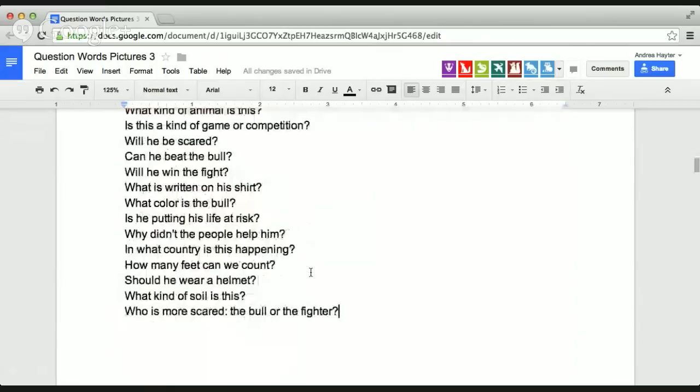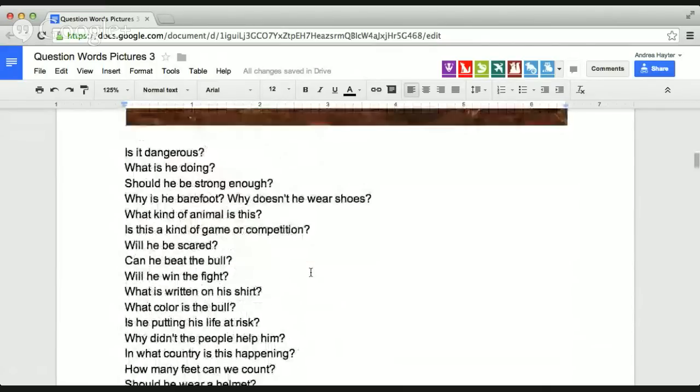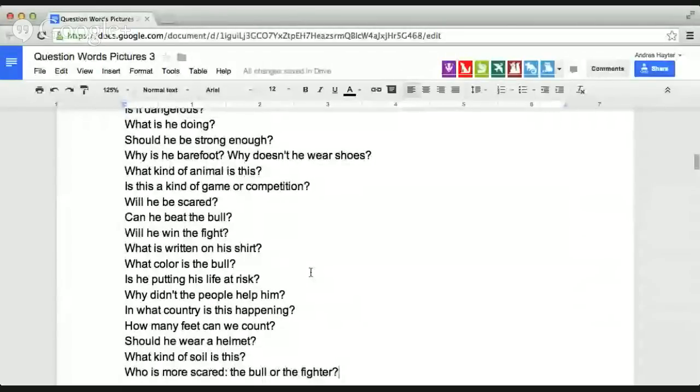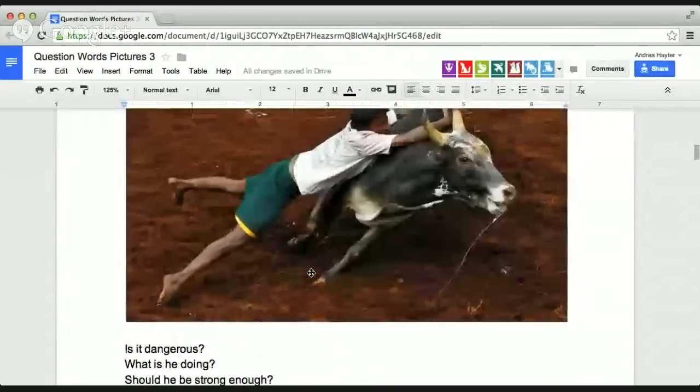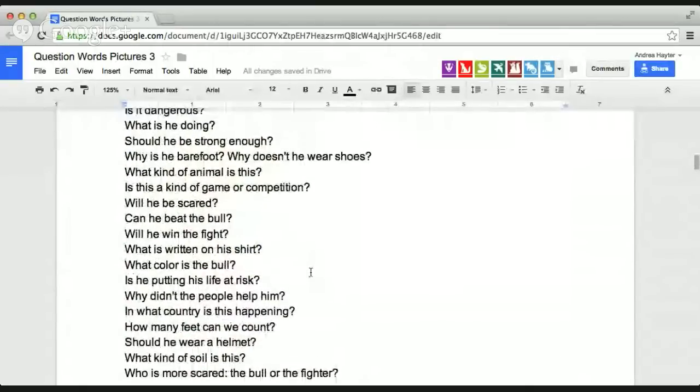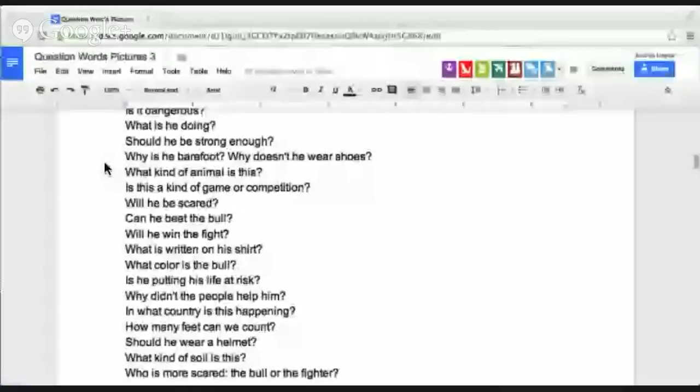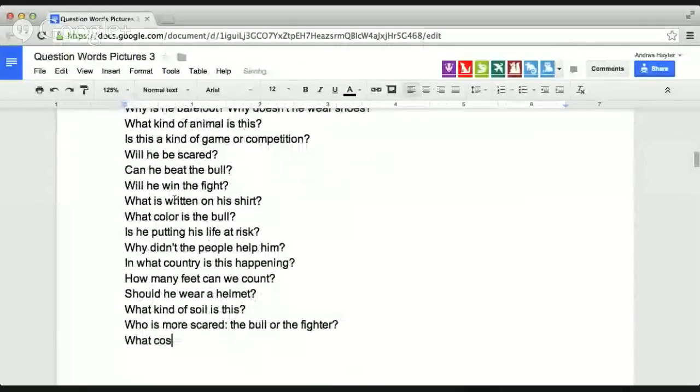Okay, we've got a lot of questions now on this one. Are all of these questions clear for you guys? Okay, good. How would you say double dot? Colon. I'll write it. C-O-L-O-N. Colon. Yes. So that's good. You can also say, what costs more, the bull or, I don't know, his shirt? That's a silly question. What costs more, what is more scared, what is the best, and then your colon, and then you have your items to choose from.